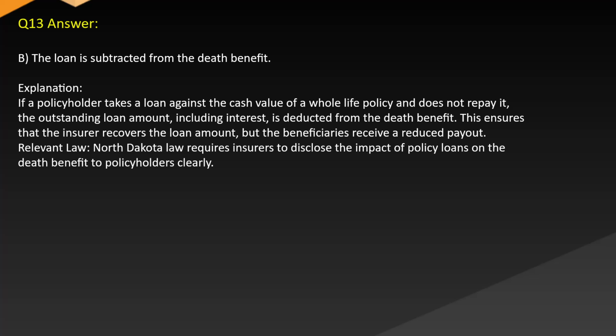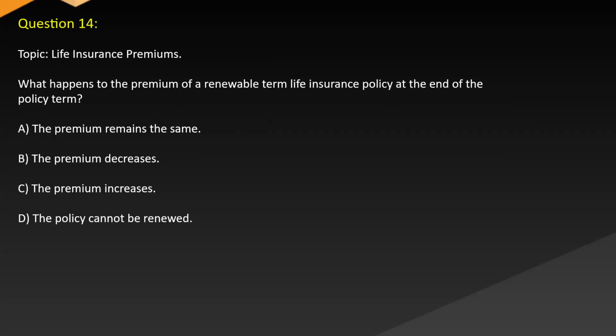Relevant law. North Dakota law requires insurers to disclose the impact of policy loans on the death benefit to policyholders clearly. Question 14. Topic: Life insurance premiums. What happens to the premium of a renewable term life insurance policy at the end of the policy term? A. The premium remains the same. B. The premium decreases. C. The premium increases. D. The policy cannot be renewed.